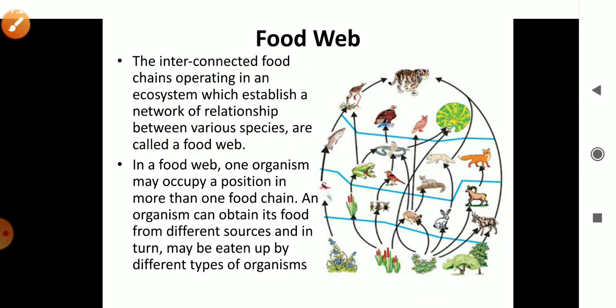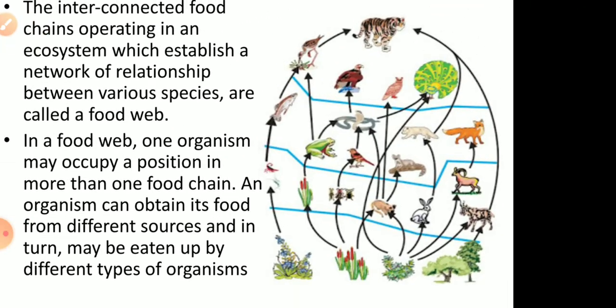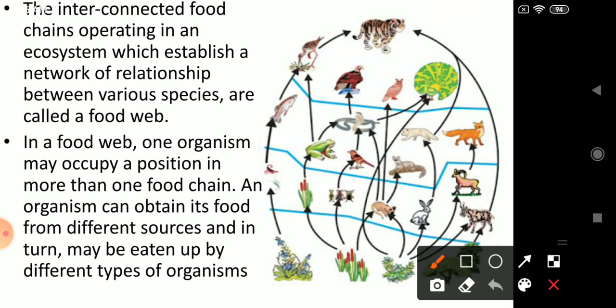So here you can see a diagrammatic representation, where every organism will be eating a number of different kinds of food, and itself will be fed upon by many other organisms, right? So every organism may be occupying more than one trophic level. In certain cases, it may be occupying the third trophic level. Sometimes it may be the fourth or the second trophic level also.